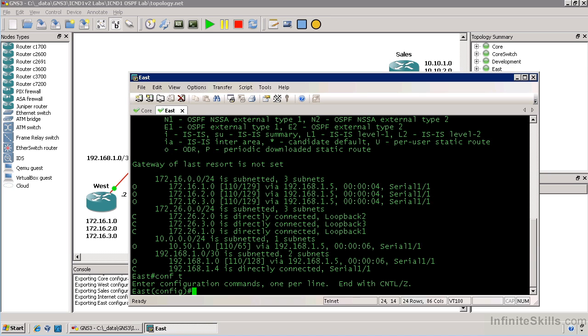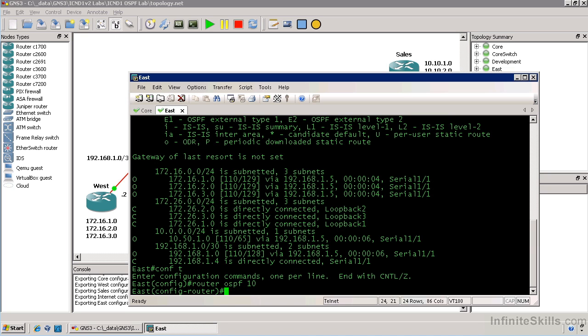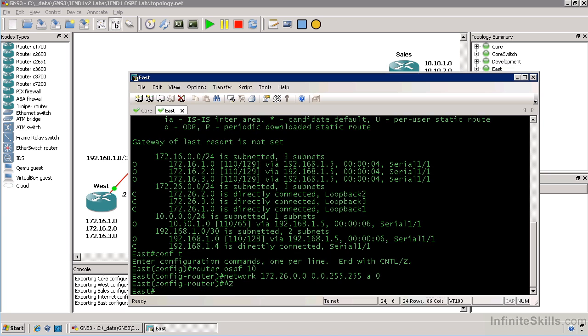In this case, let's go back and configure OSPF for the entire 172.26.0.0/16 network. So in this case, we'll do router OSPF 10. We'll do network 172.26.0.0, 0.0.255.255, because again, the wildcard mask is the inverse of the subnet mask. We'll put those all in area 0.